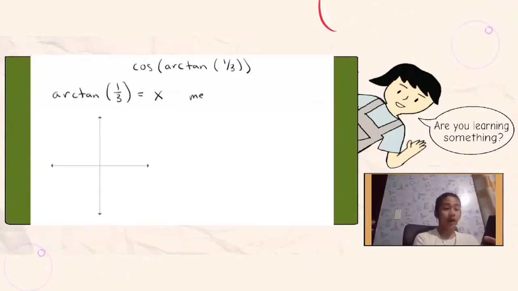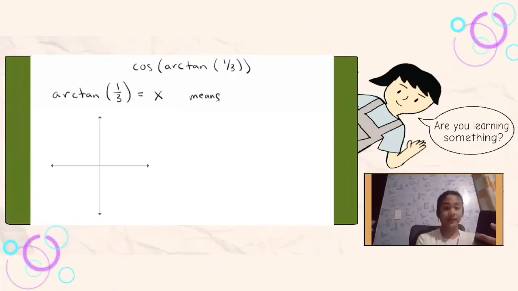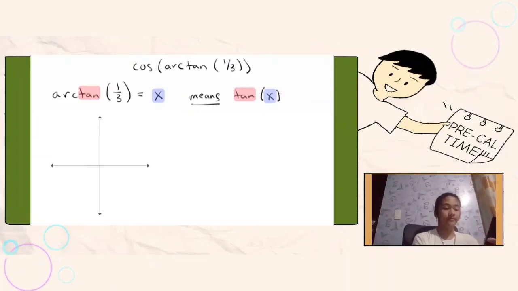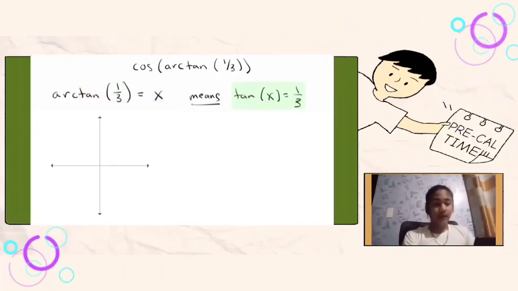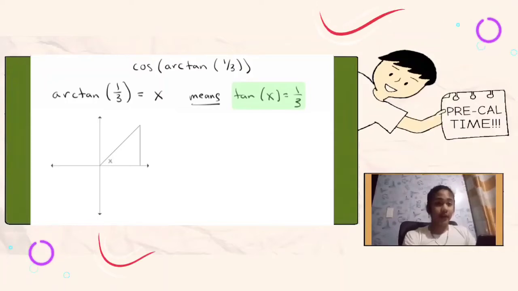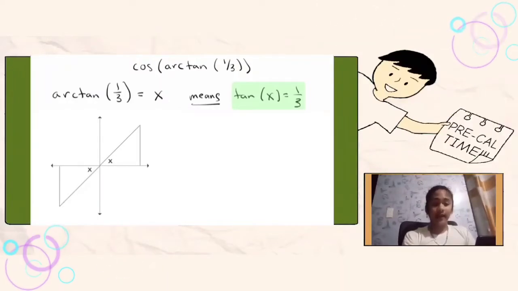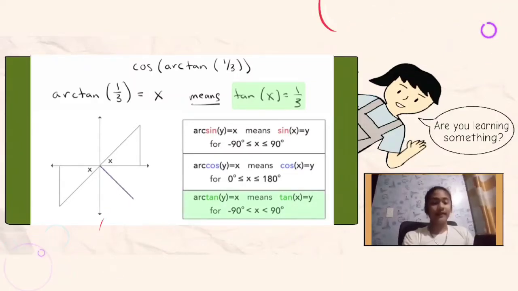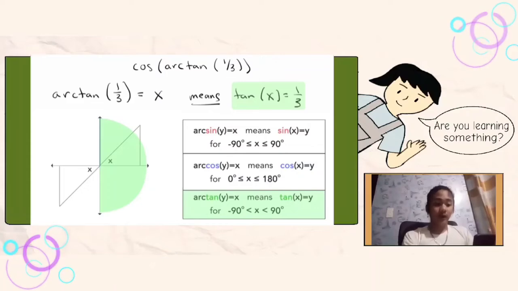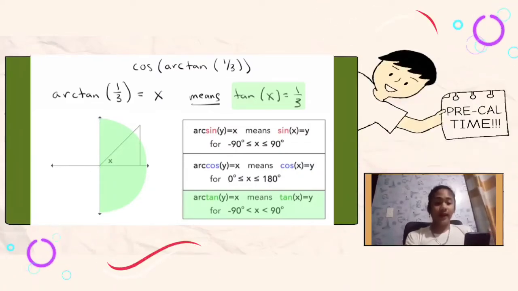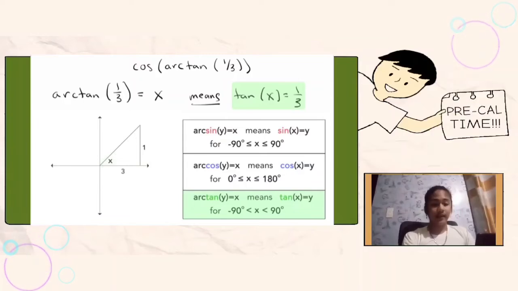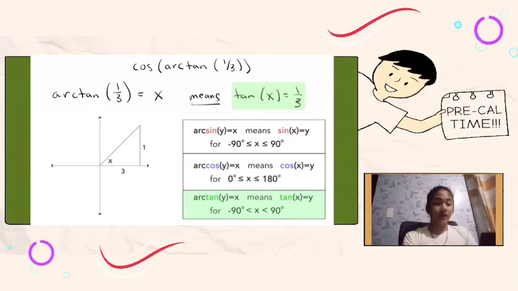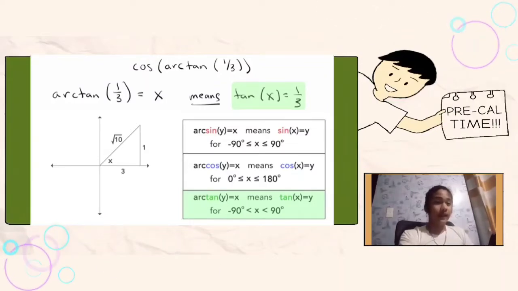Just like before, I'll write out what this means. It means tangent of x is equal to 1/3. Where is tangent positive? Tangent is positive in the first quadrant and in the third quadrant. And again, just like the last time, for arctangent we need x to be between negative 90 degrees and 90 degrees. So I can throw away the triangle on the left, and the tangent is opposite over adjacent. Now find the hypotenuse. I'll do the Pythagorean Theorem, so my hypotenuse is square root of 10.